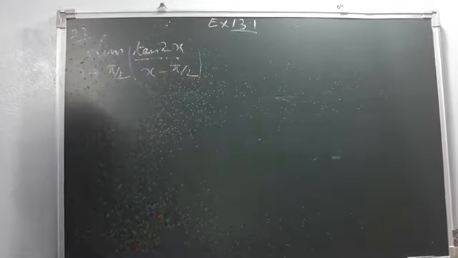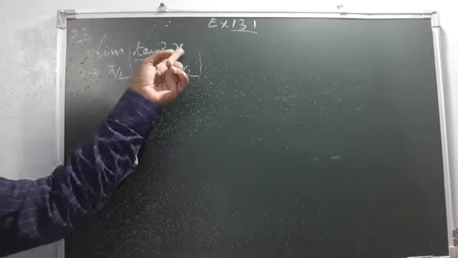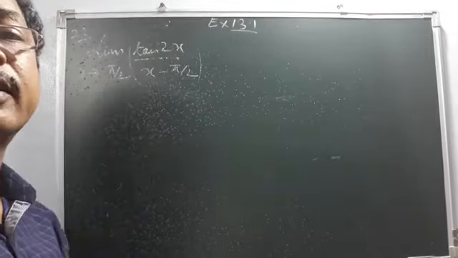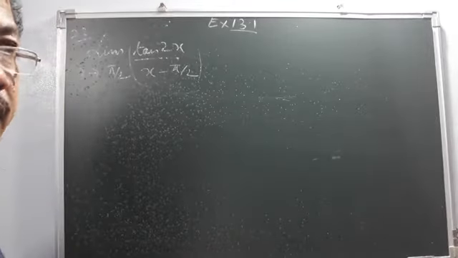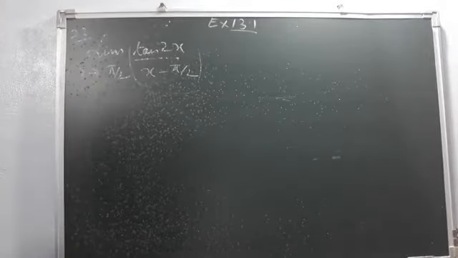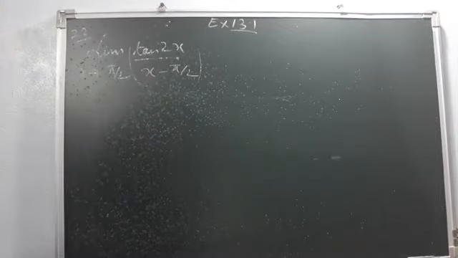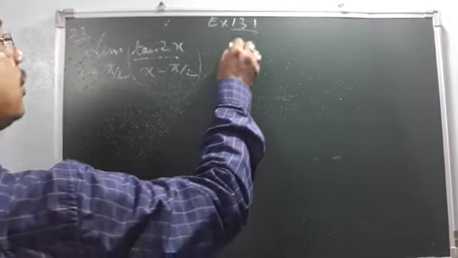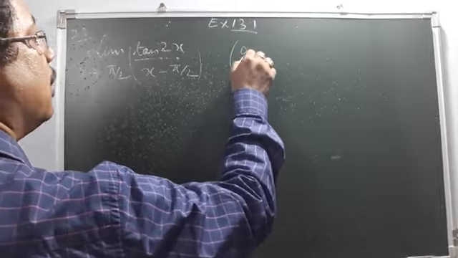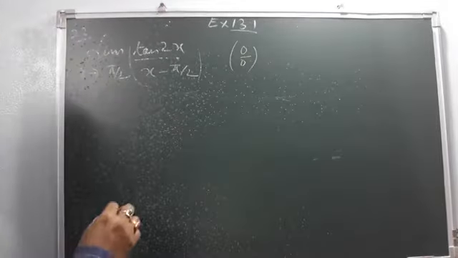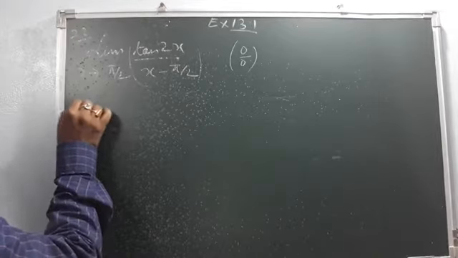Now students, if we put here pi by 2, then it will be what? 2 into pi by 2 means tan 180 degree, and tan 180 degree is 0. And if we put x also pi by 2, then it is also 0, because pi by 2 minus pi by 2 is 0. So it is 0 by 0 form. So we cannot do it this way. So what to do then?